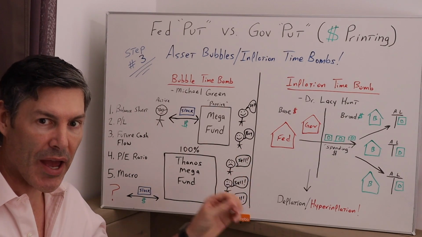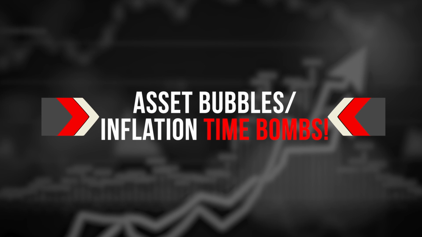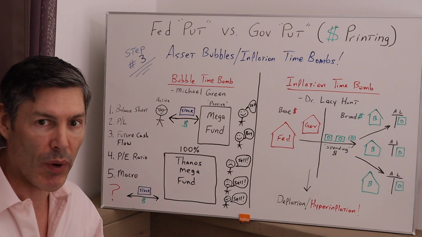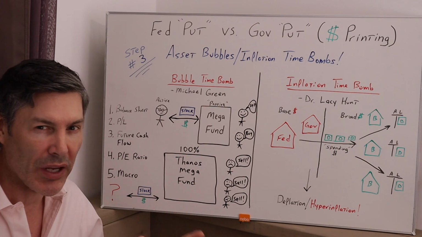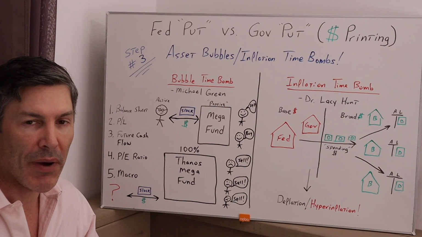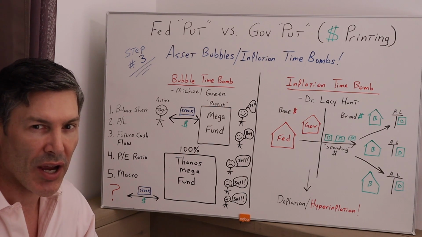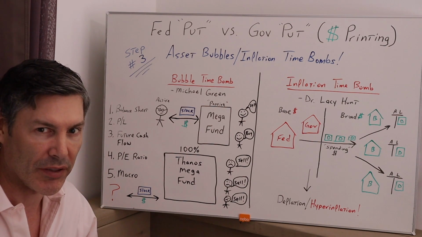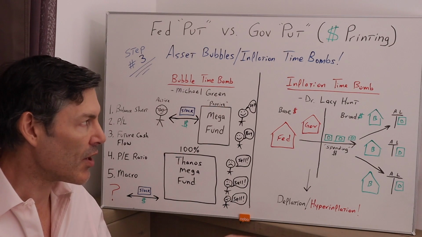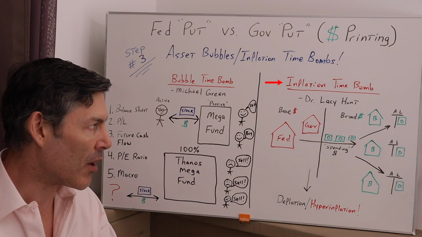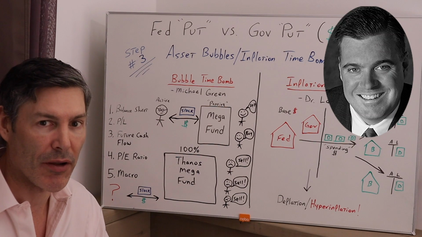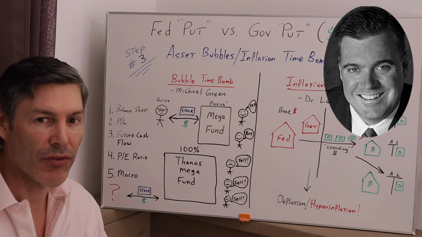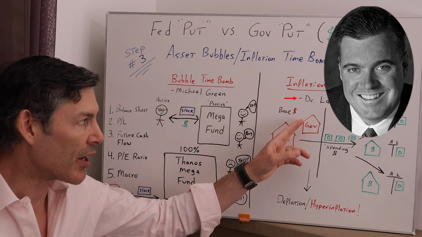Step number 3, asset bubbles and inflation time bombs that you need to be aware of. These are things I've been thinking about the last couple weeks. They're not predictions by any means, but I'm just trying to figure out the probabilities. Check this out. First up is the inflation time bomb, and I go back to a podcast with my good buddy Eric Townsend on Macro Voices in his most recent interview with Dr.